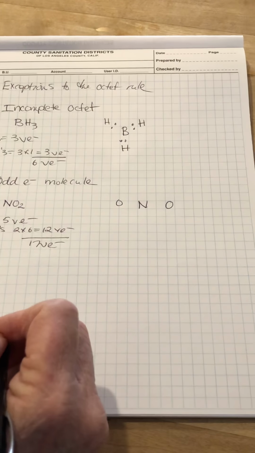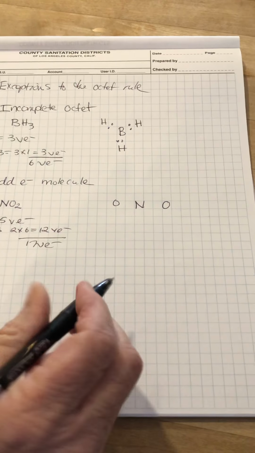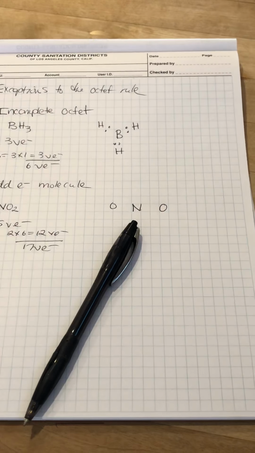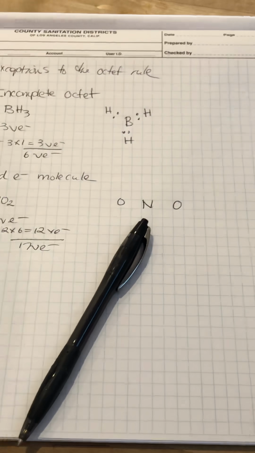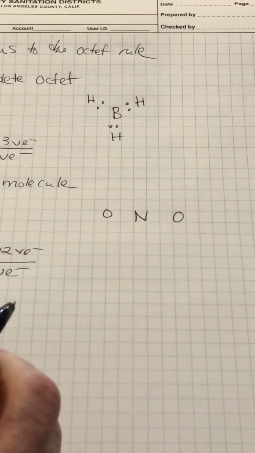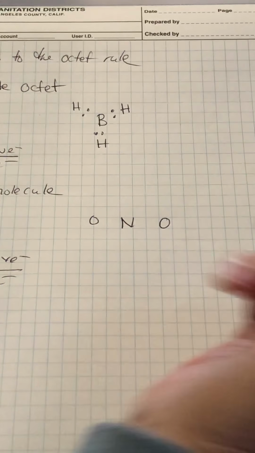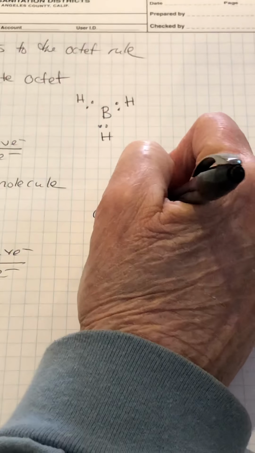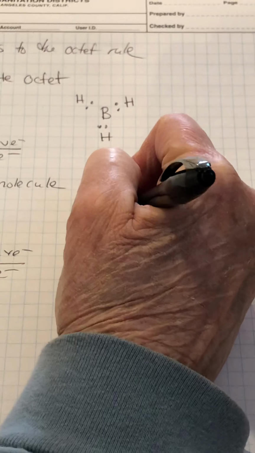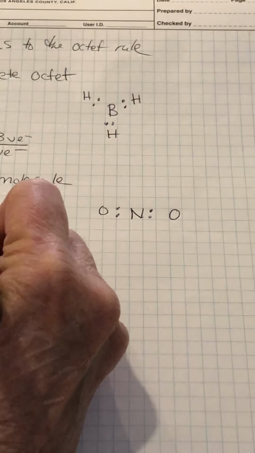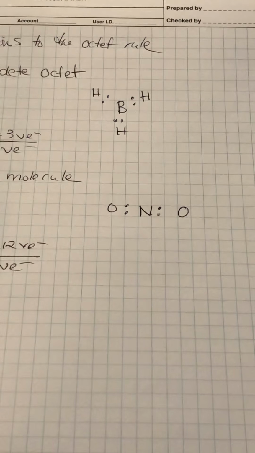And I should probably be doing this with a pencil if I can find one. And I can't, so we'll just go on with a pen. Okay. 17 valence electrons, single bond between N and O. In both cases, we've used up 4. We have 13 electrons left.